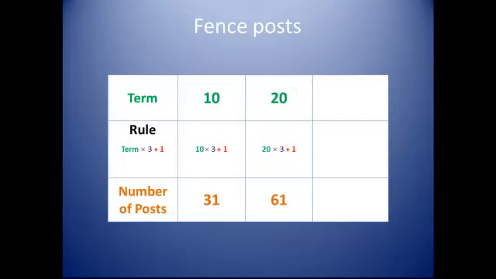Let's see. There are 8 sections making up each side, so 8 times the 4 sides equals 32. There will be 32 sections for the entire fence. Now, calculate the number of posts needed for 32 sections using the rule. 3 times 32 plus 1 equals 97. We need 97 posts, said George.